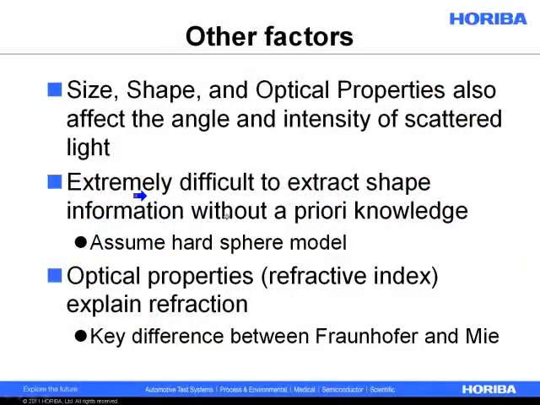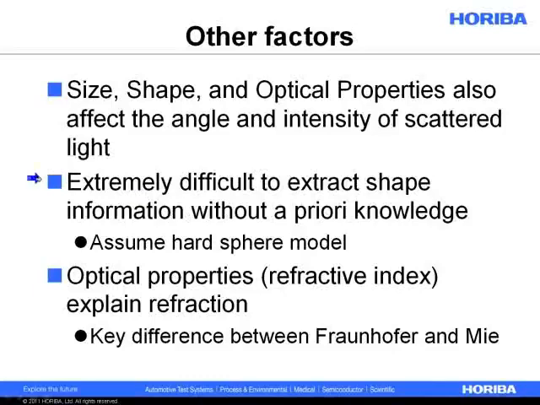Other factors that affect the intensity distribution, or the light scattering pattern, in addition to size, we talked about shape a little bit, but also optical properties will affect the angle and intensity of scattered light. And this is where we start needing to use the refractive index. How is light passing through the particle?